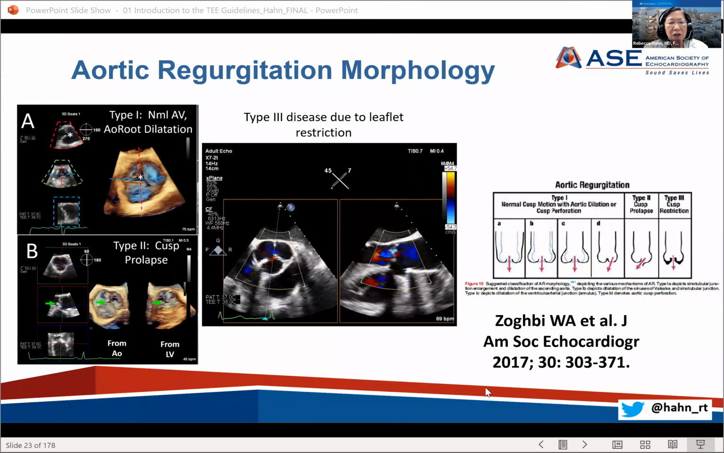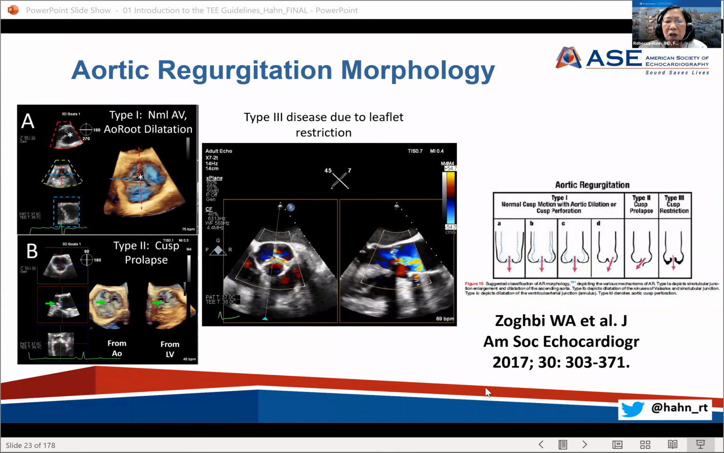Let's talk a little bit about aortic regurgitation morphology. In the guidelines on regurgitation, we outline the various types of aortic regurgitation as type 1, which is normal cusp motion with aortic dilatation or cusp perforation. So the motion itself is normal. This is similar to the Carpentier classification for leaflet mobility for the mitral valve.